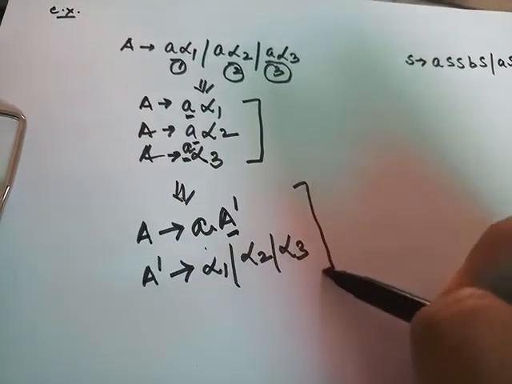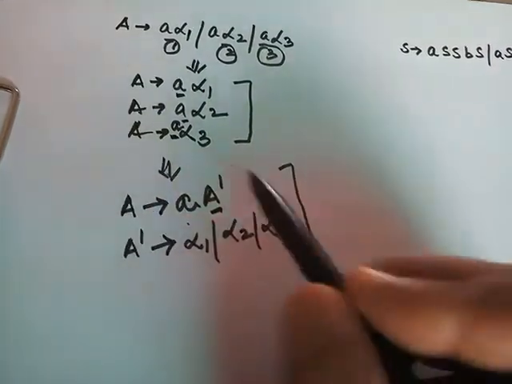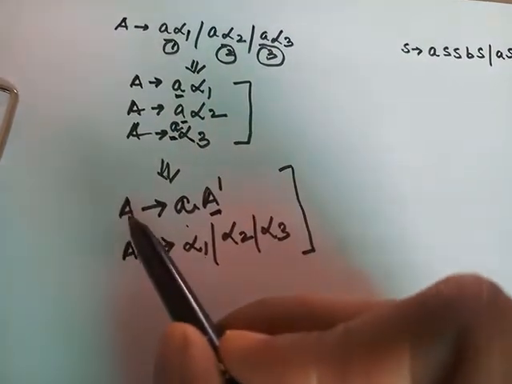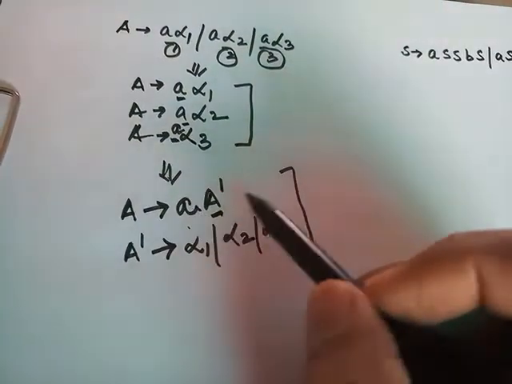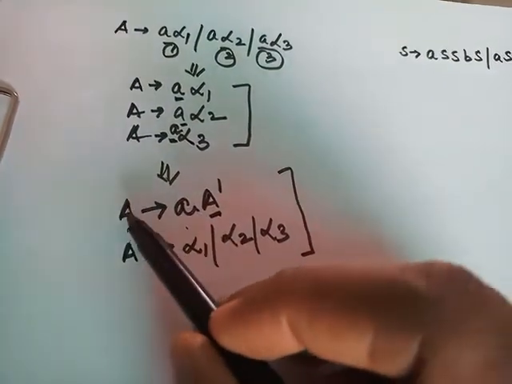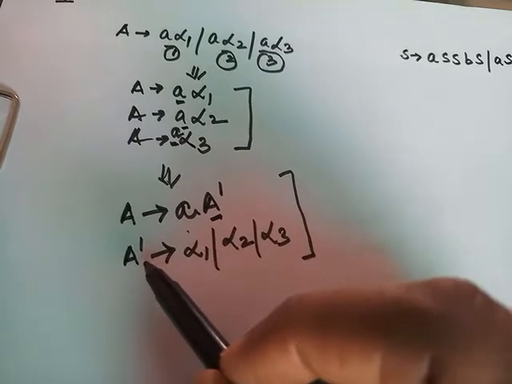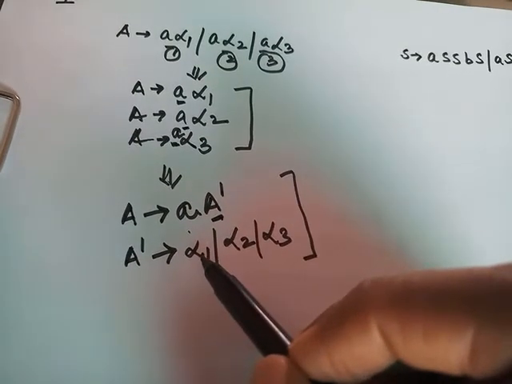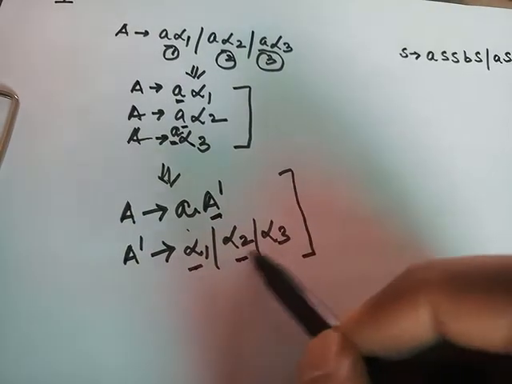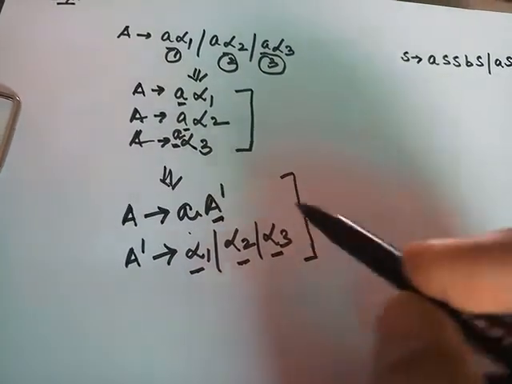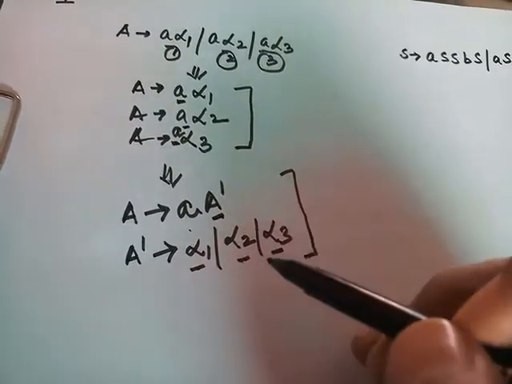Now if you see in these two productions, on the left hand side we have A and A dash, and nothing is common. On the right hand side also, A has a single production, A dash has three productions, alpha 1, alpha 2, alpha 3, but nothing is common. So we avoid that backtracking issue.